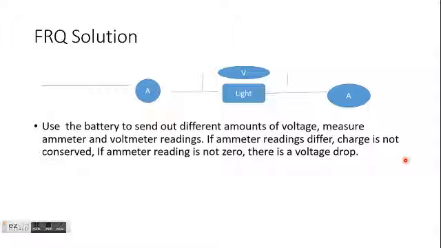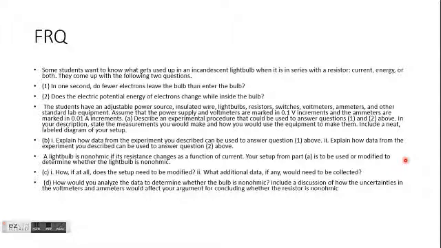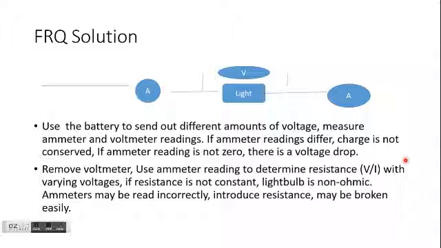And then to measure if the light bulb is non-ohmic, we'd remove the voltmeter and use an ammeter, and use the ammeter reading to determine resistance with varying voltages. So we'd say V over I. If resistance is not constant, the light bulb is non-ohmic.